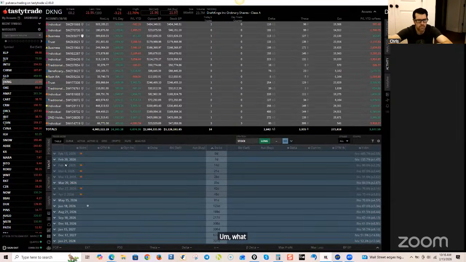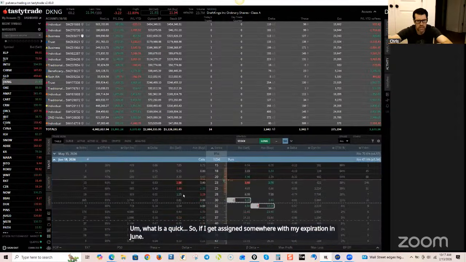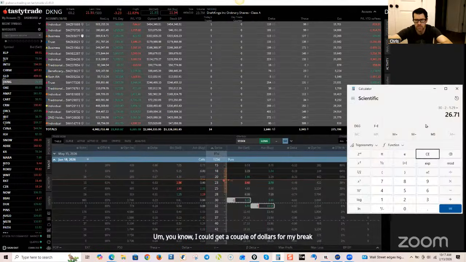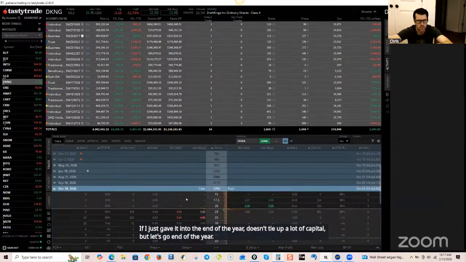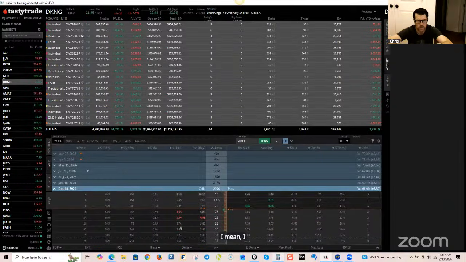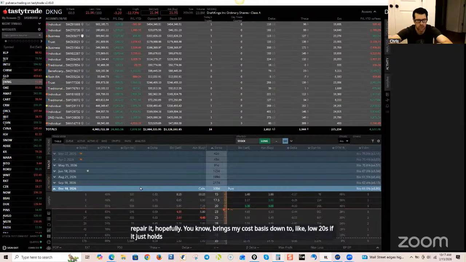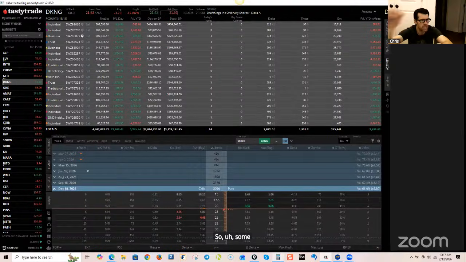So if I get assigned with my expiration in June, I could get a couple of dollars for my break even at 26. I could probably grab a couple of bucks at the 25 or 28 and just repair it. If I go out to the end of the year, it doesn't tie up a lot of capital. I could probably lower my cost basis by $2.50 to $4, bringing it down to the low 20s. If it just holds there and works higher, I can maybe flip it for $200 to $500. Some player props, not game totals. I got you.